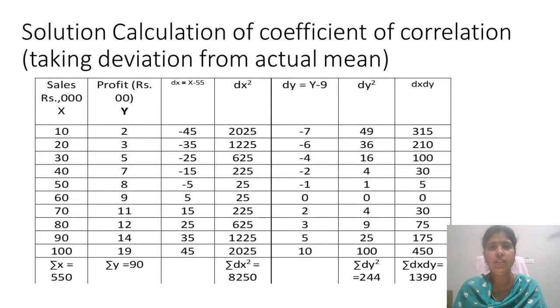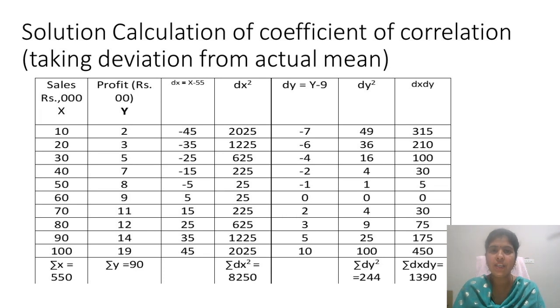Solution, that is calculations of coefficient of correlation taking deviation from actual mean. Now, X column, that is sales column, is already given in the problem. Profit column is also already given in the problem. Now next column is dx column. How can we identify the dx column? Dx column is equivalent to x minus 55. That is how we have taken 55, that also we will discuss.